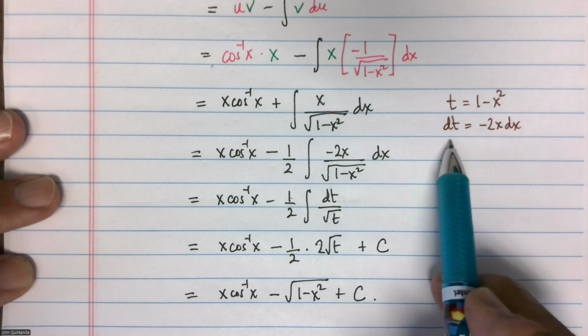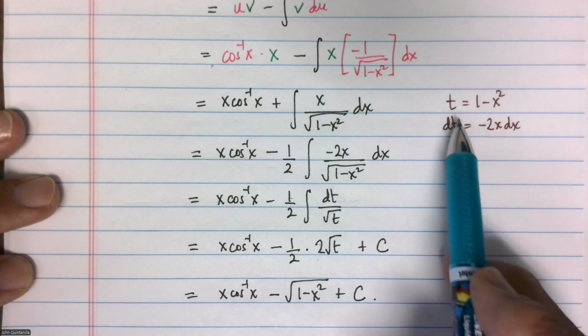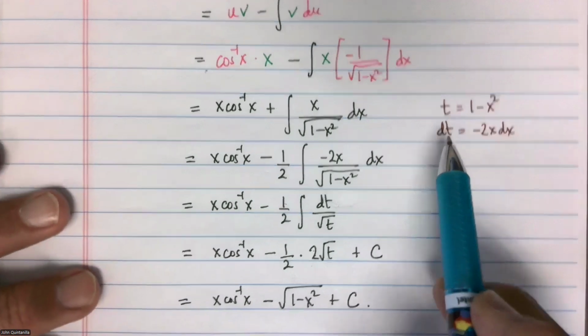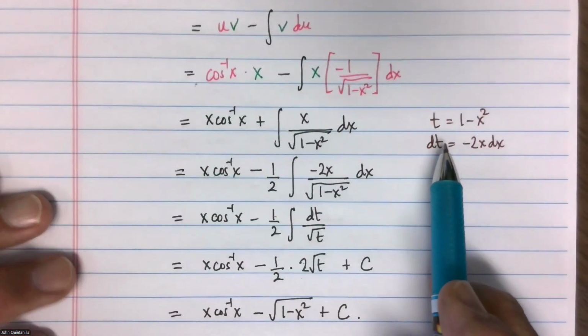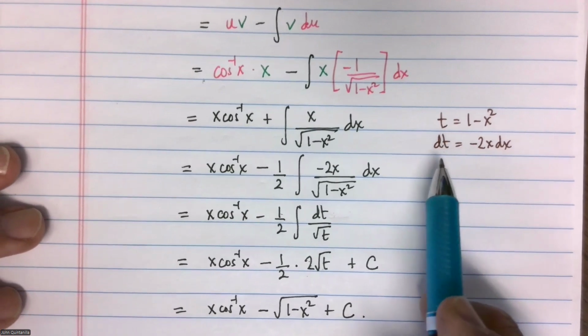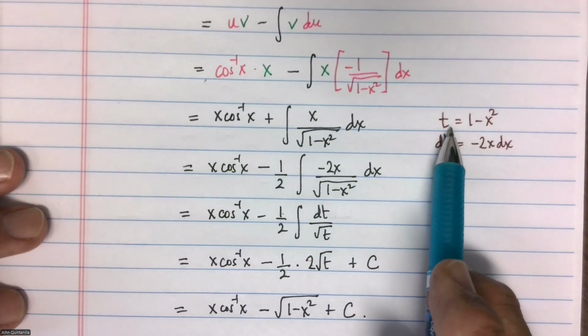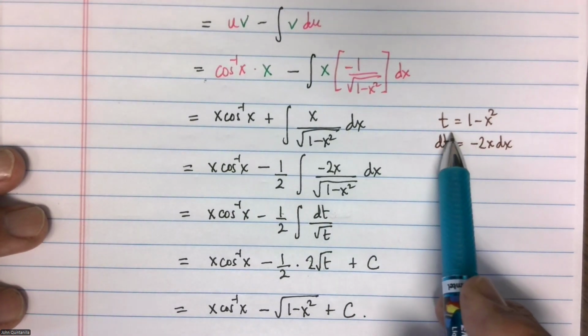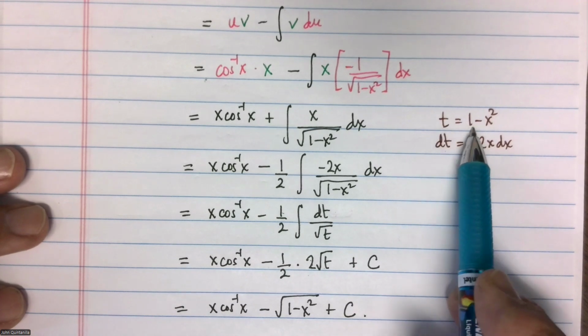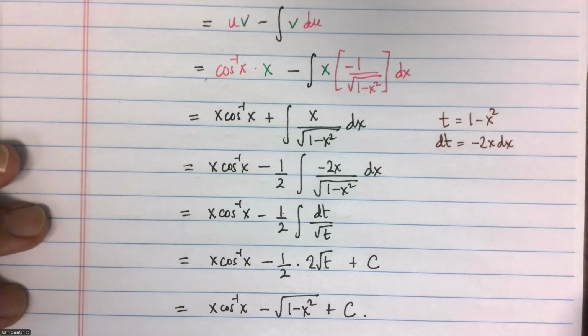Before I go, I wanted to say again, I use t here instead of u just for the sake of not using the same letter twice. However, it's perfectly okay to recycle the letter u here if you so wish. There's no problem using u equals 1 minus x squared when doing this solution.